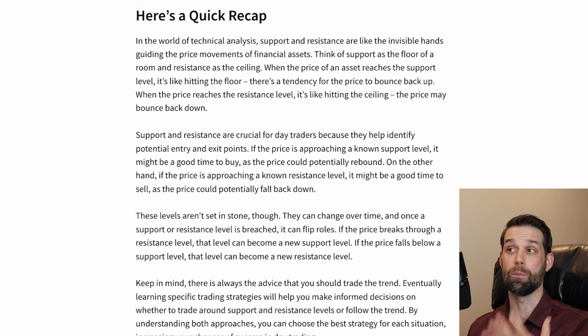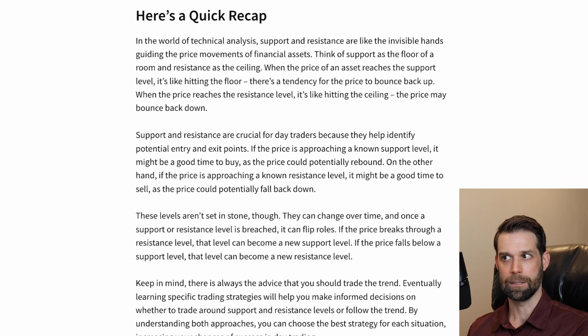So if the price is approaching a well-known support level, like we talked about, that might be a good time to buy, as the price could potentially rebound. Or on the other hand, if the price is approaching a resistance level, that might be a good time to sell if we are expecting the price to come back and fall. So again, these levels are not set in stone. They can change over time. And once a support or resistance level is breached, it can flip its role. And we talked about that role reversal. If the price falls below a certain support level, then that level can become a new resistance level.